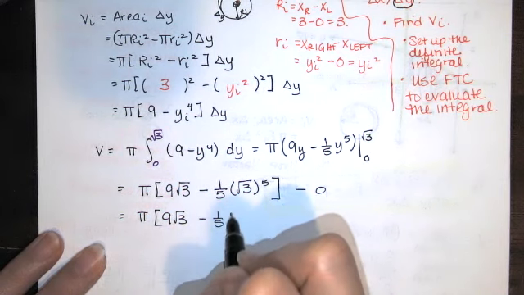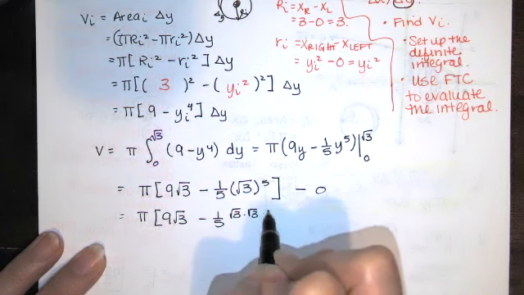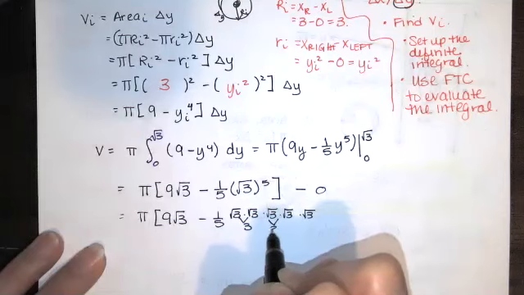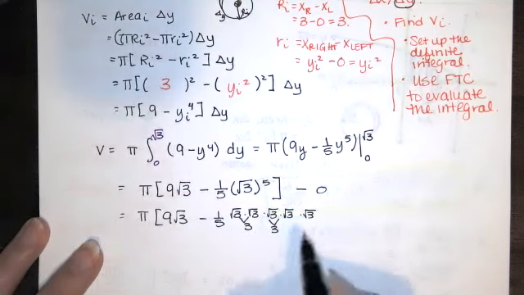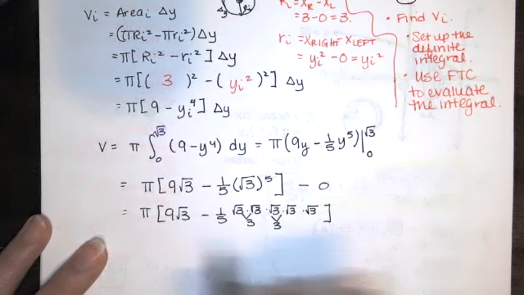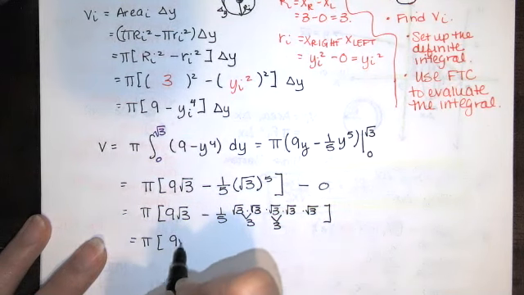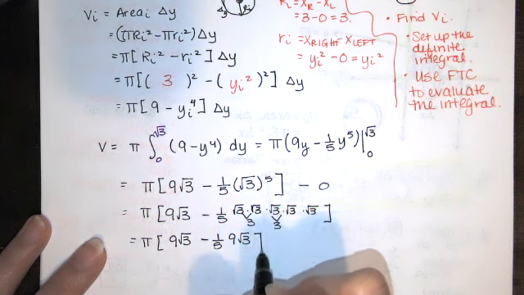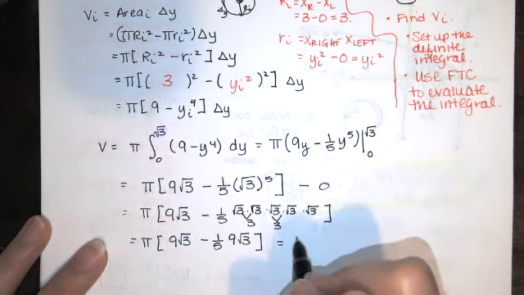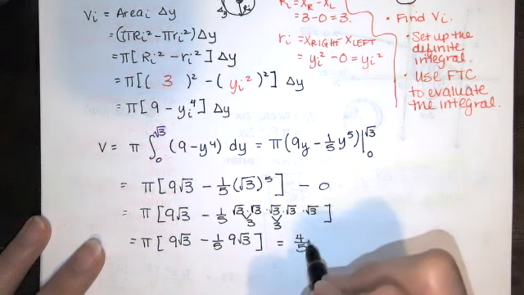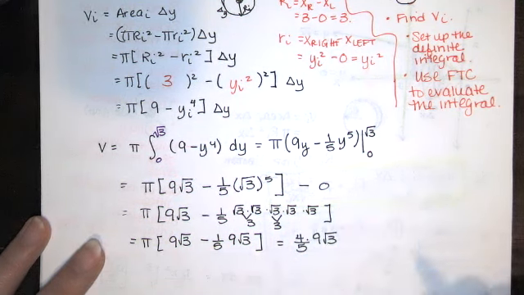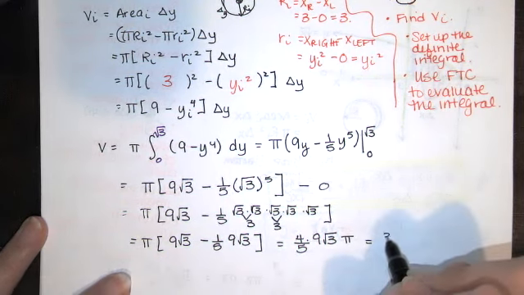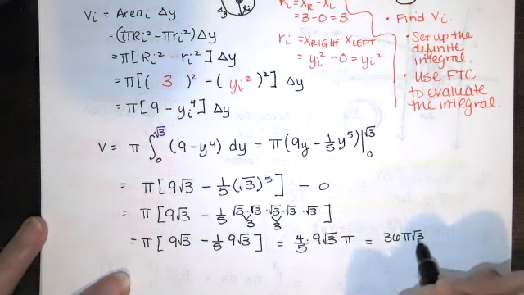Now, if you want to, you could write this as the square root of 3 times the square root of 3 times the square root of 3 times the square root of 3 times the square root of 3. That's obviously a 3, and that's a 3. So I've got 3 times 3, which is 9, times the square root of 3 there. So I have 9 square roots of 3 minus 1/5 of 9 times the square root of 3. So we're going to end up with 4/5 of 9 times the square root of 3. And then don't forget your pi. And of course, we would simplify that to 36 pi times the square root of 3 over 5.